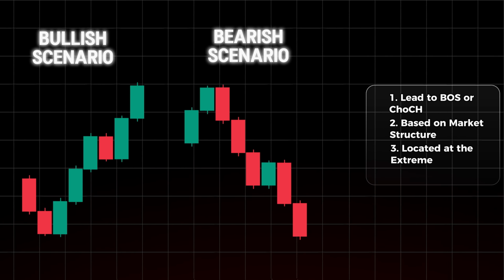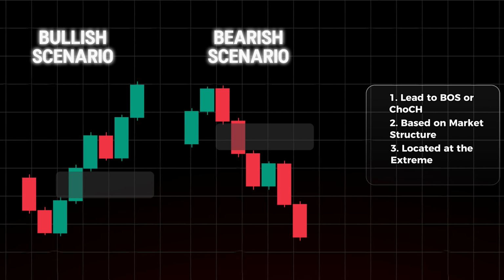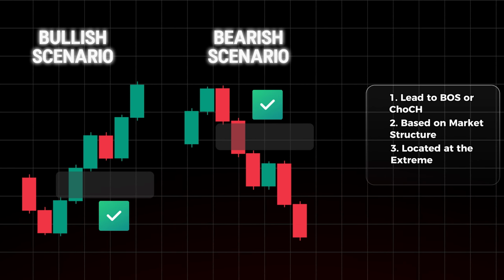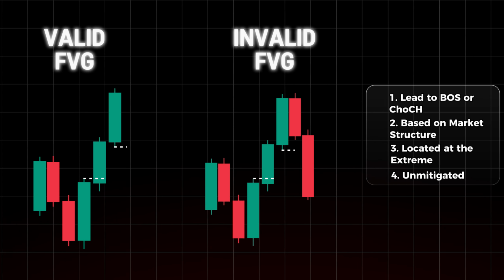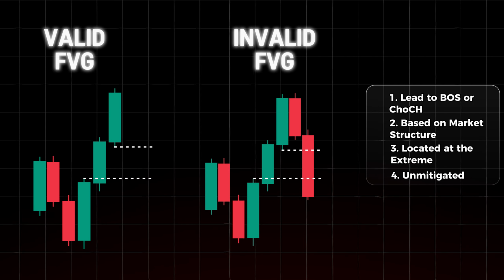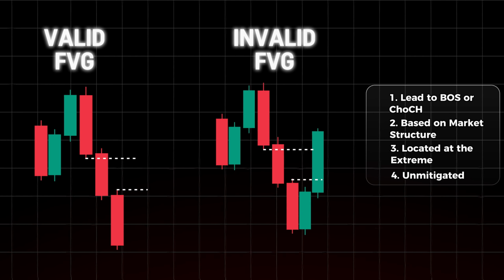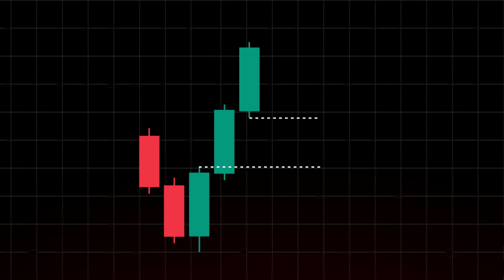Third, fair value gaps found at market extremes hold greater significance for trade execution compared to those in the middle of a range, as they tend to provide stronger reactions and higher probability setups. Lastly, unmitigated fair value gaps are most effective on their first touch, making them one-time use zones. Once a fair value gap has been mitigated, it loses its effectiveness and should no longer be considered a high probability trade area. The theory behind fair value gaps is based on market structure and liquidity behavior.